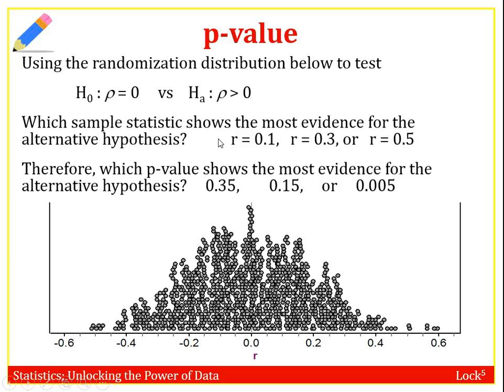Now, which one of these would give you evidence to support your alternative? So once again, same as a couple slides ago, which one would give you evidence to support your alternative? That would be the one with the smallest p-value. That would be the one that was 0.5 way over here because you only had a few small dots. And that would be your p-value, 0.005.